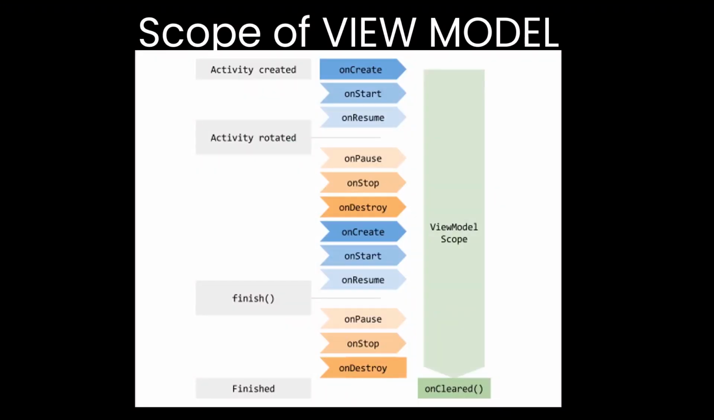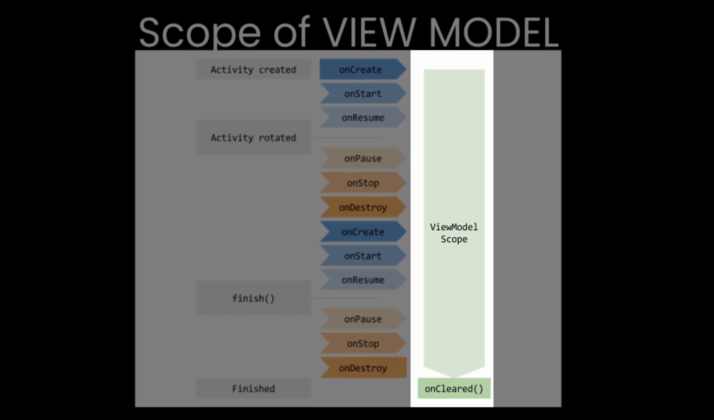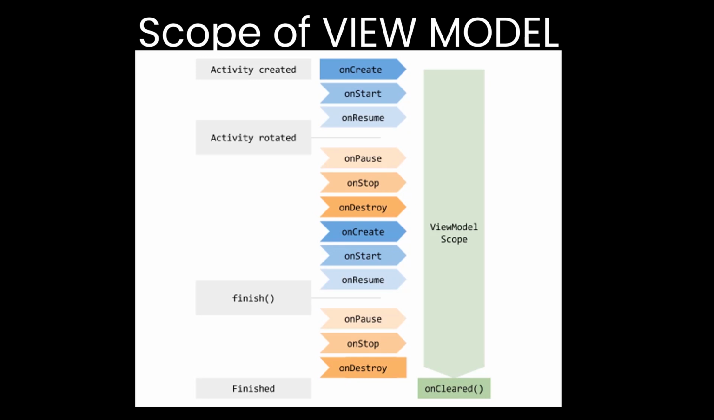So let's see the scope of view model. You can see that whenever the activity is created in the onCreate method, the instance of view model is created and it will stay in memory as long as the activity is in memory. It will survive all the orientation change and configuration change events and hold our data and will provide our data whenever we request it from the view model class.